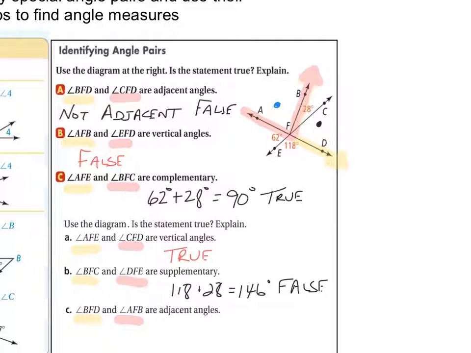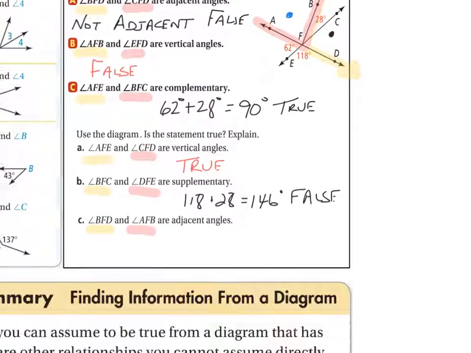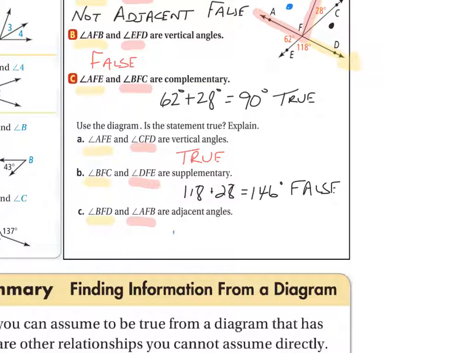No. Well, do they share a common side? They sure do. They share ray BF. That's their common side. So that is true. These guys are adjacent angles. True. Because they don't have a common interior point and they share one common side in the middle. Okay, so now you should be able to complete the examples below on your class Kick.